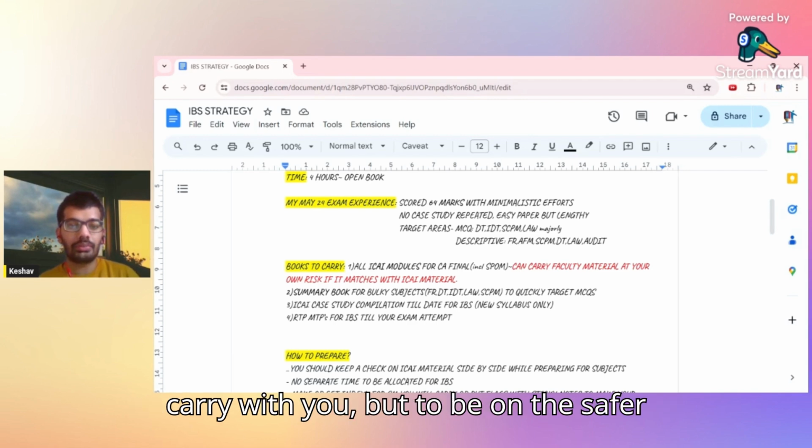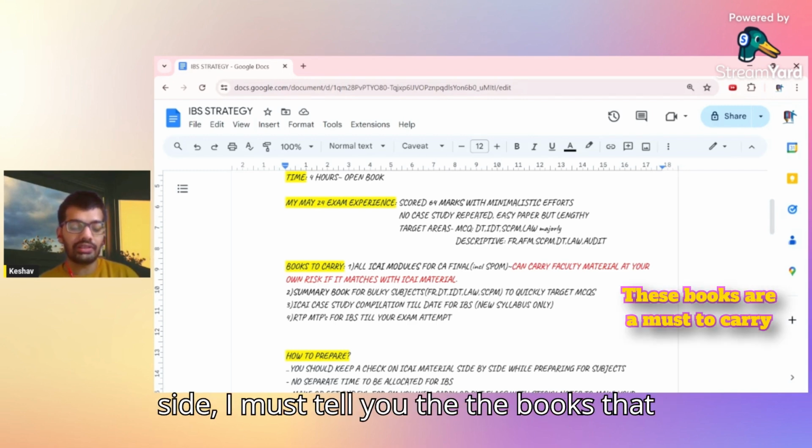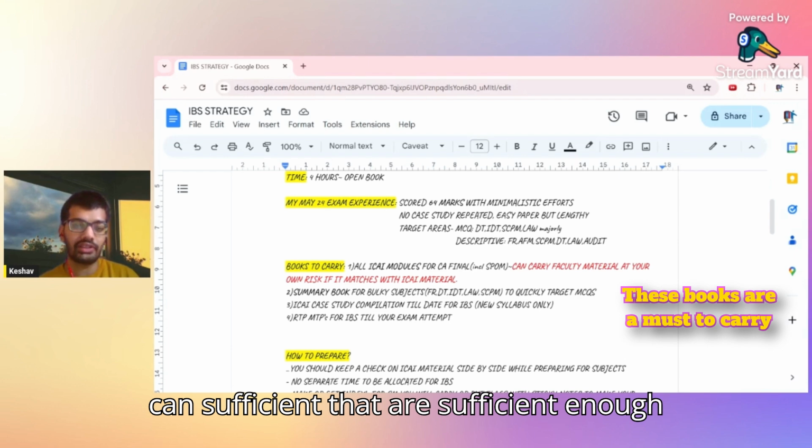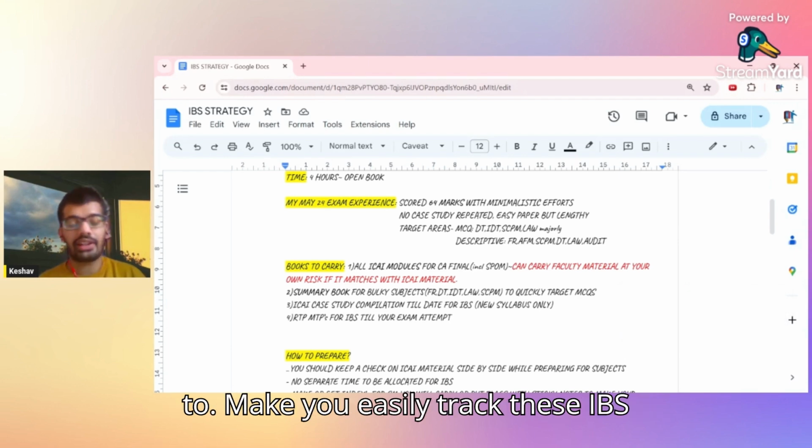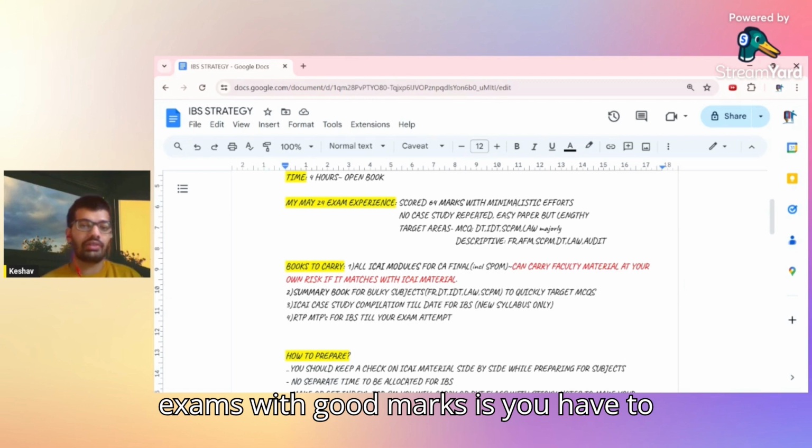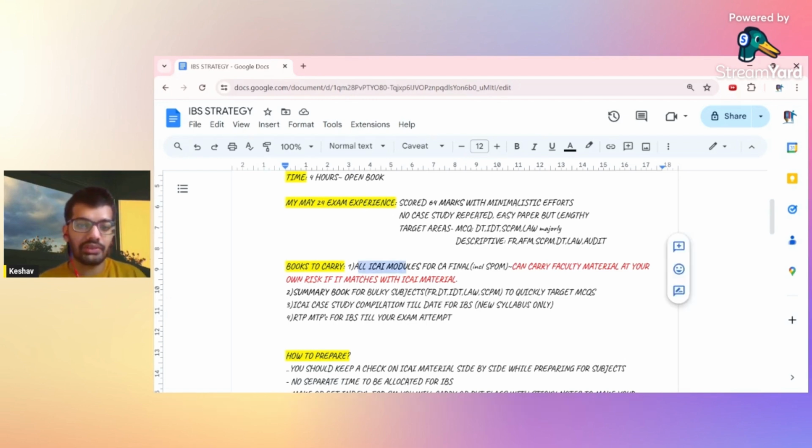But to be on the safer side, I must tell you the books that are sufficient to easily crack the IBS exam with good marks: you have to carry all the ICAI modules available.